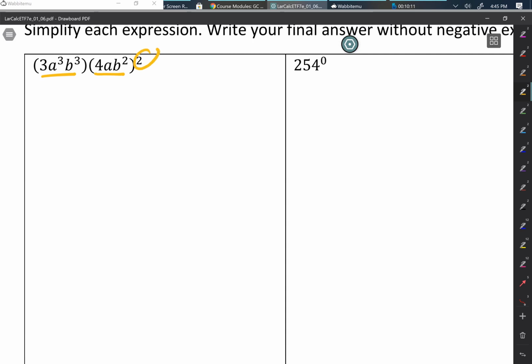Now, Aunt Sally taught me that I need to deal with exponents before I deal with multiplication, so I'm just going to leave that first term alone.